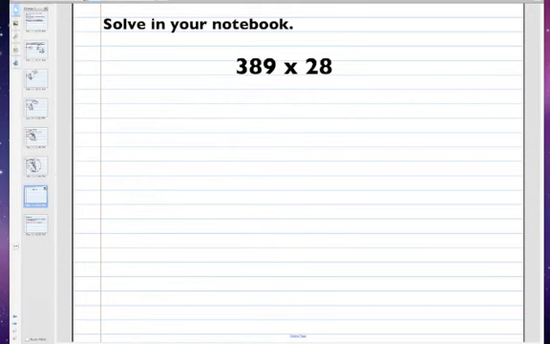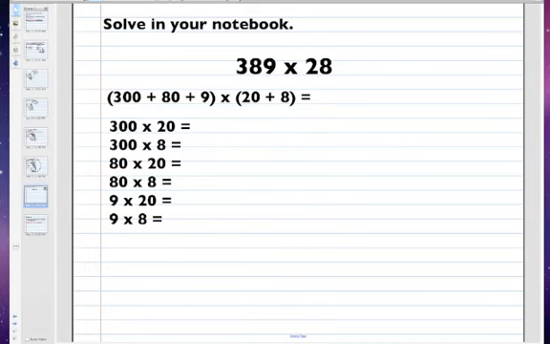All right, let's go ahead and take a look. The first thing you should have done was written the problem in expanded notation. 300 plus 80 plus 9 times 20 plus 8. Then gone ahead and distributed by making a product list. 300 times 20 is 6,000. 300 times 8 is 2,400.